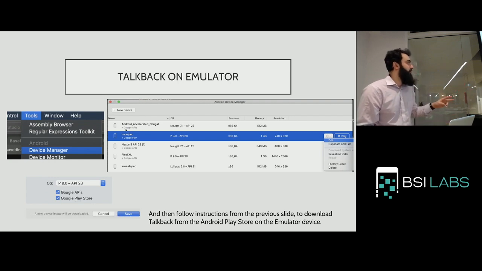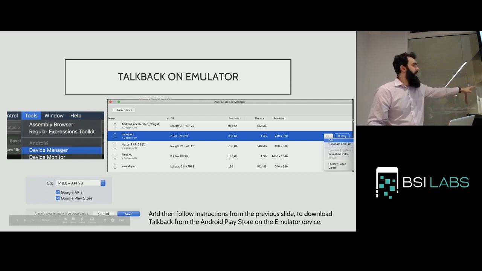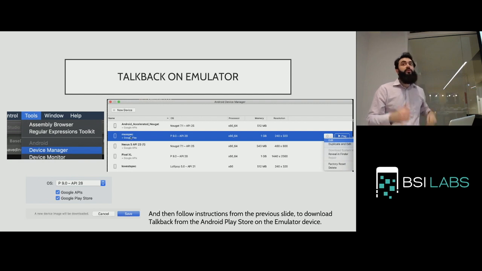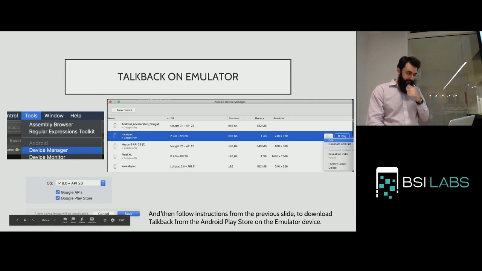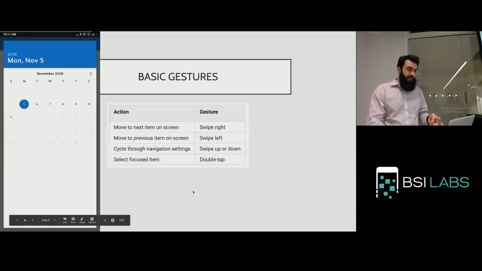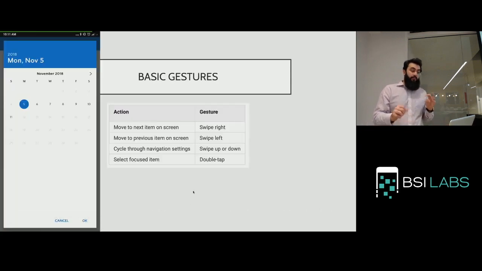Are you guys able to see it? Yep. Okay, cool. You see how some of them have stuff next to it, and some of them don't have anything next to it. The ones that have Google Play next to it are the ones where you can go to the Play Store and basically download the Android Accessibility Suite. So that's basically what I was saying. Now, basic gestures.